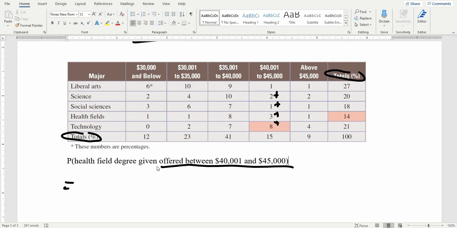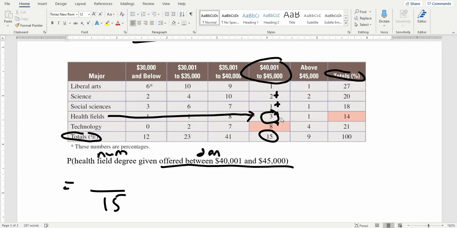So what's the probability of a health field given that they were offered between 40,001 and 45,000? If I look here, that's the given, and the total I have is 15. So that's my denominator. Of those 15, and that's how you think of it, how many are in the health field? That's going to be your numerator. This right here. See that? Of those 15, 3 were in the health fields.